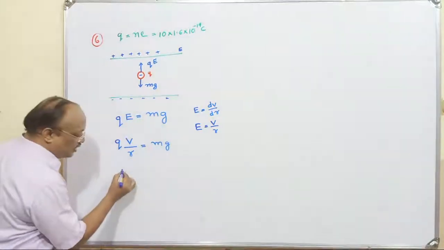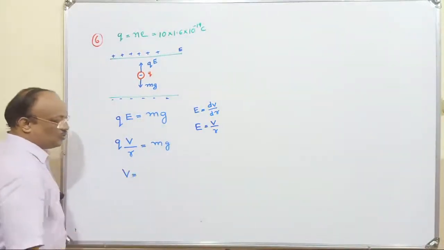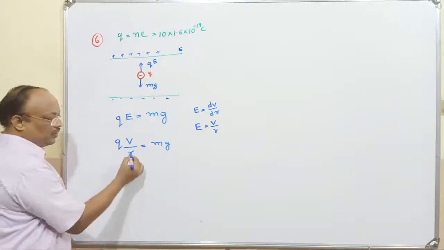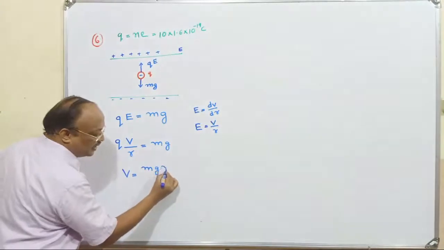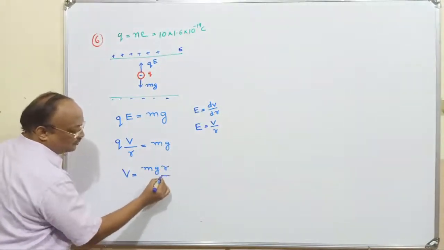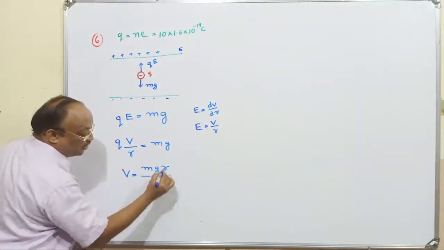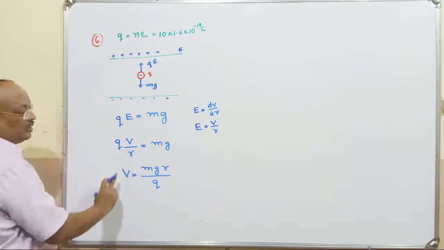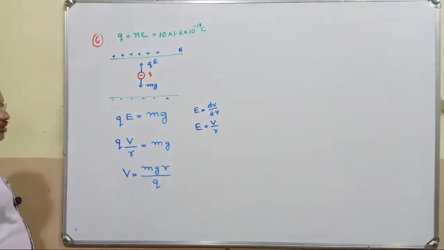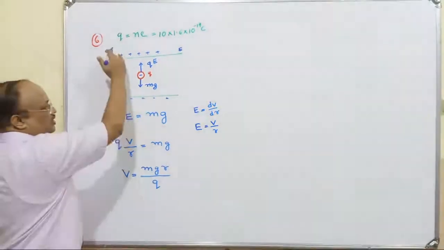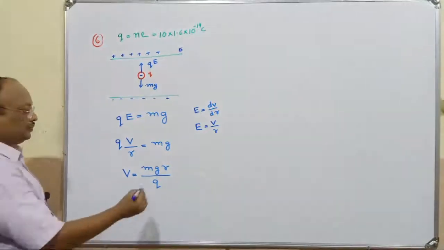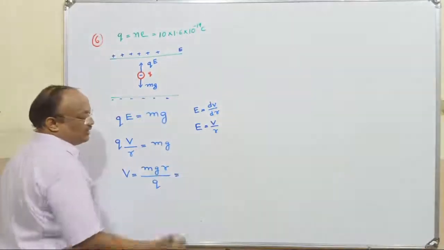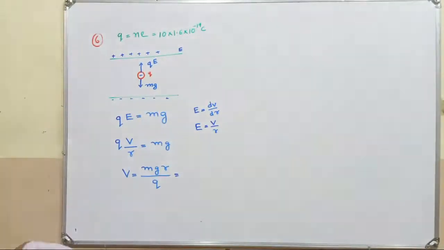So here V is equal to mgd by q. They are asking us to find the potential voltage between these two. So it is mgd by q. If you substitute these values, the mass is given.